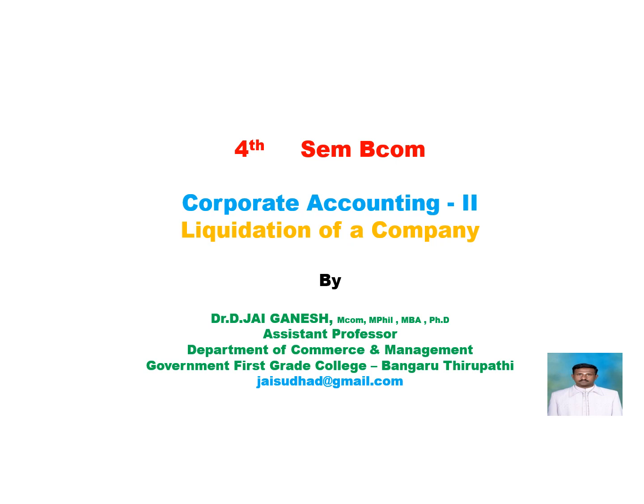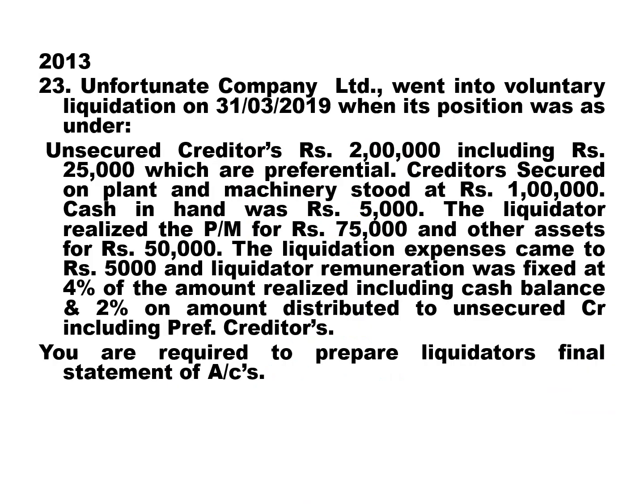Today we will solve a simple problem in case of liquidation. Unfortunate Company Limited went into voluntary liquidation on 31/3/2019 when its position was as under.